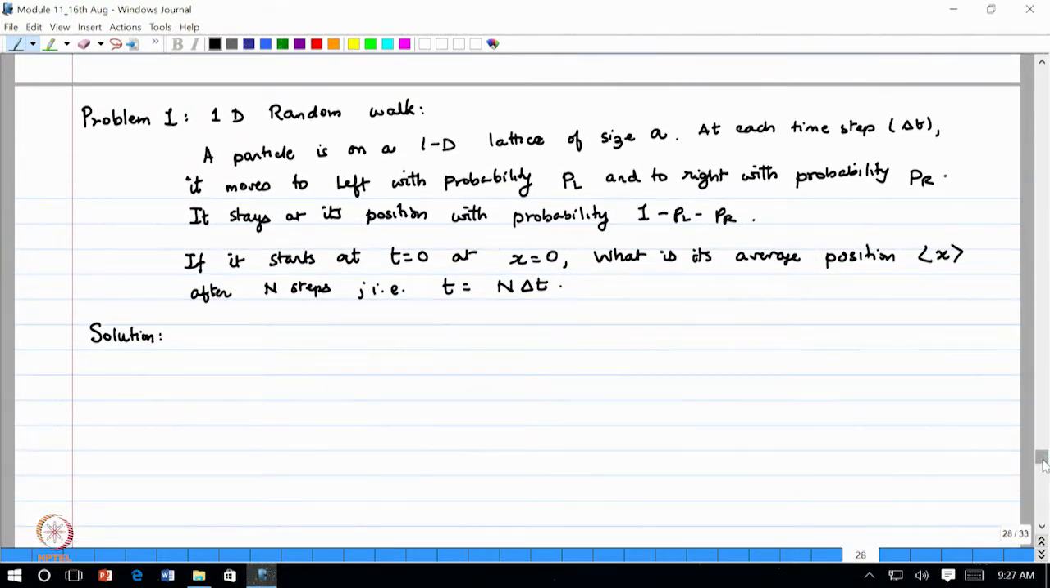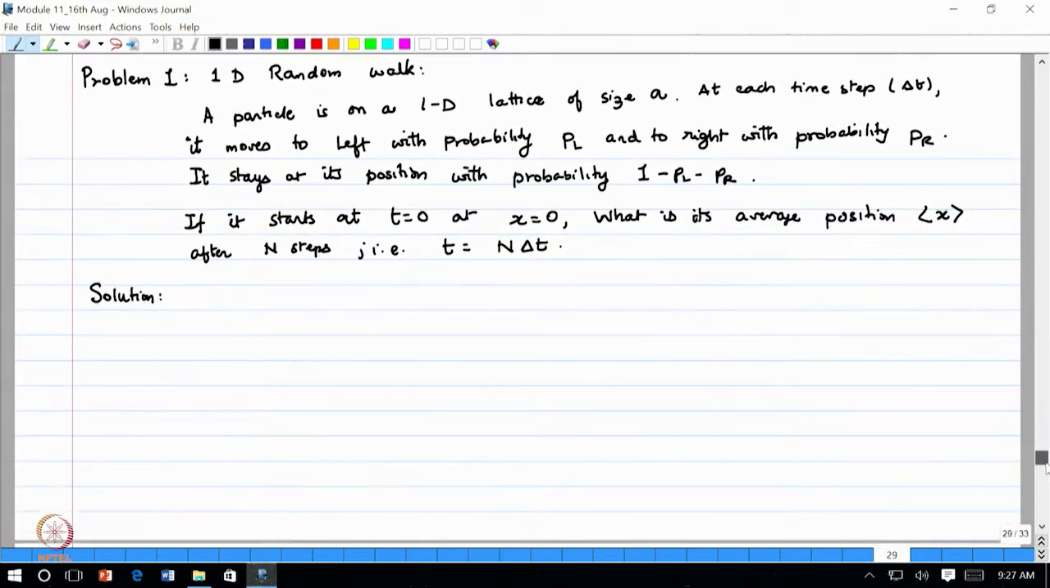The first problem is what is called a one dimensional random walk. Here a particle is on a 1D lattice of size A. Just to clarify, I will show you what this looks like. If this is the x axis, then you have various points: 0, A, 2A, 3A and so on, and minus A, minus 2A, and it goes on. This is a one dimensional lattice, and the particle is on this lattice of size A.